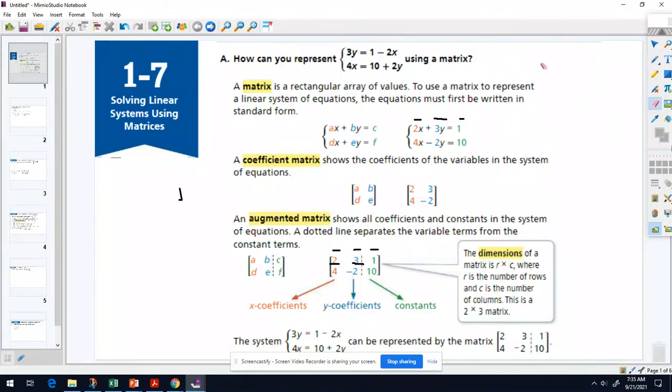We're going to do 1.7, solving linear systems using matrices. And matrices is a new idea for us, but really we're doing the same thing. We've already learned how to solve a system of equations, and we do that by graphing, or we can use algebra to solve that. So first of all, we're going to understand what a matrix is. A matrix is a rectangular array of values.